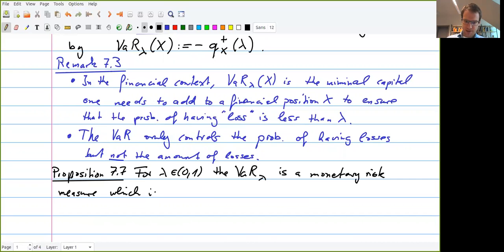Which had the following properties. So it is distribution invariant. So the actual realization of the financial position X doesn't matter. It only counts how it's distributed, and it's positive homogeneous. So if I scale my financial position by a positive constant, I also scale the risk assigned by the value at risk by this positive constant.